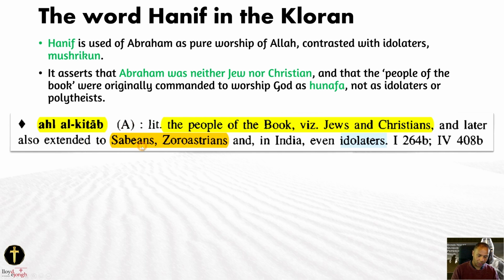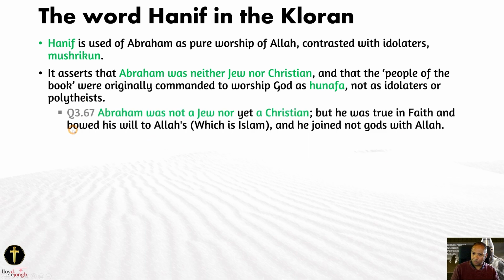And here we've got many associations with Muhammad and his tribe and his religion and these Sabians. And of course the Zoroastrianism, which they've stolen as well, which we just mentioned from the coins. In Quran 3:67, Abraham was not a Jew nor a Christian, but he was true in faith and bowed his will to Allah's will, which is Islam, and he joined not gods with Allah. Well, that's interesting. He wasn't a Jew, not a Christian.